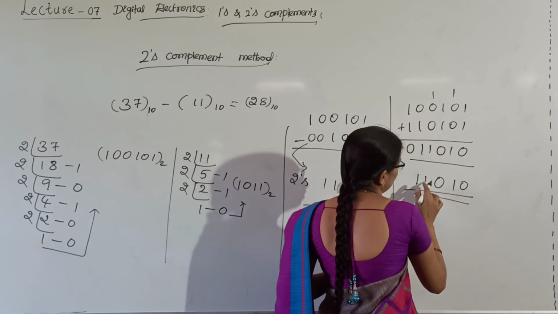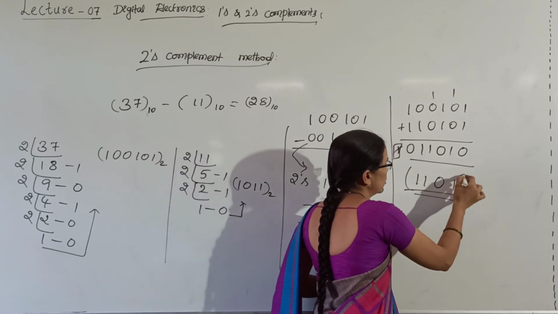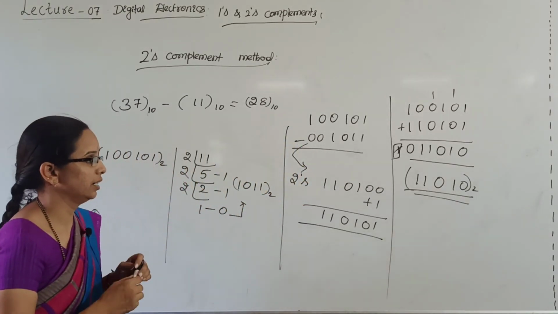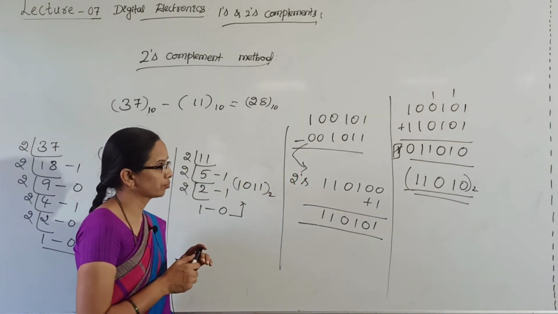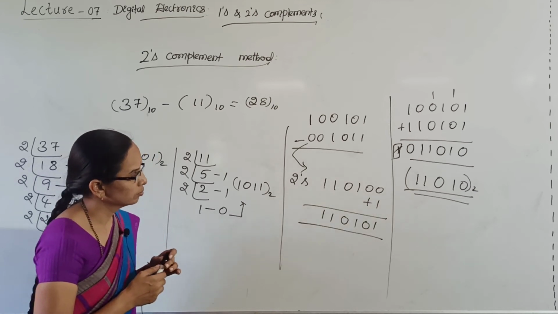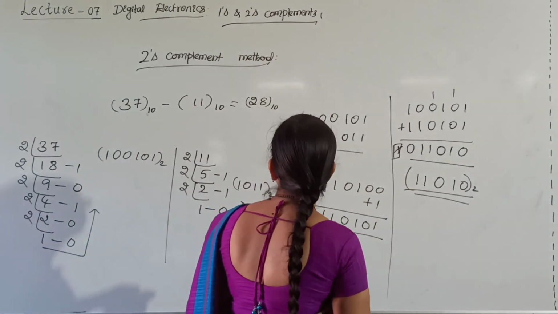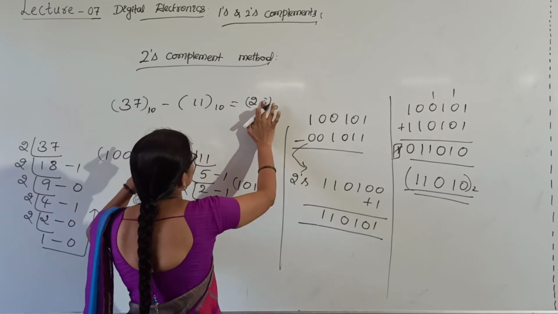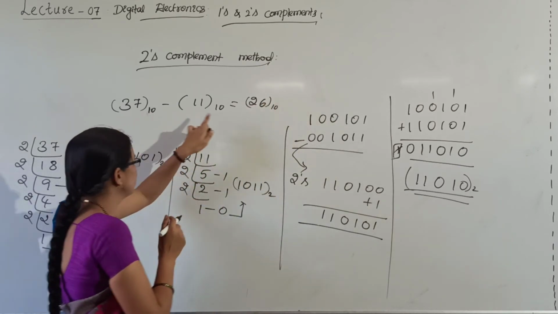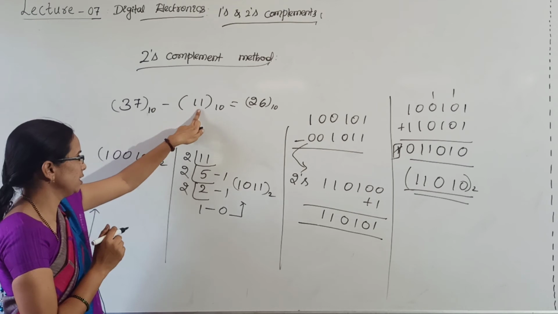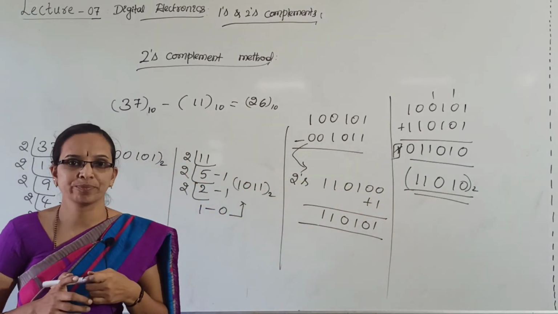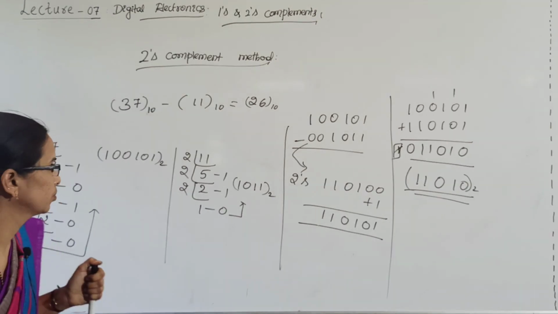11010. And convert this binary into decimal, you will get 16 plus... just check it, it is 26, it should be 26. 37 minus 11 should be 26, and we have got 26. Okay.